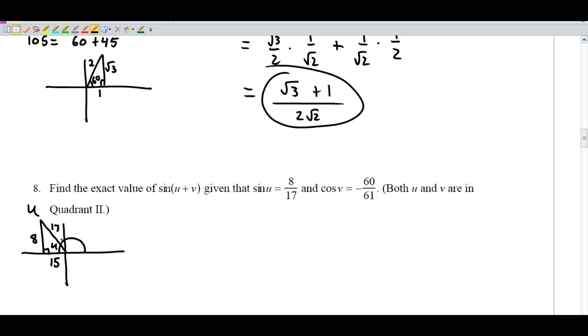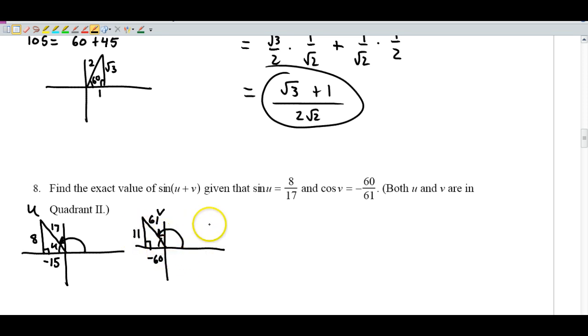Well, actually, this is my angle u. But this will be my reference angle, negative 15 for my x value there. Now, the v angle is this, so I again have that in the second quadrant. This is my right triangle. And the cosine of v, which is actually this angle here, is negative 60 over 61. And that's an 11, 60, 61 triangle, I think.